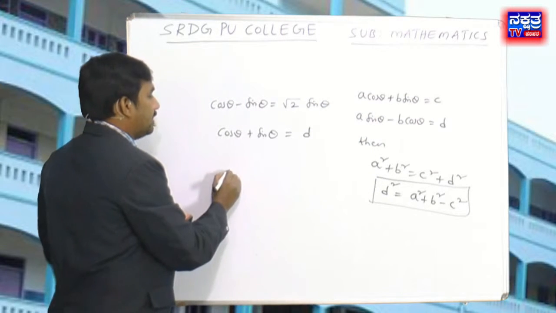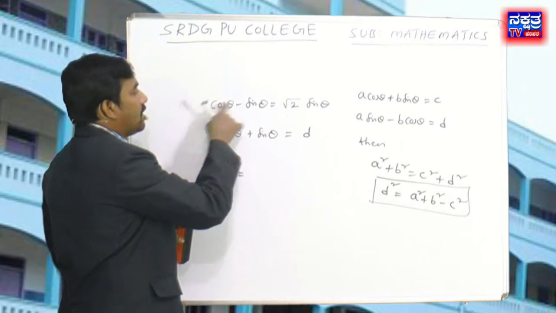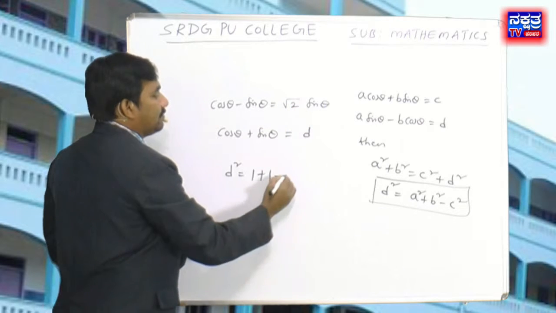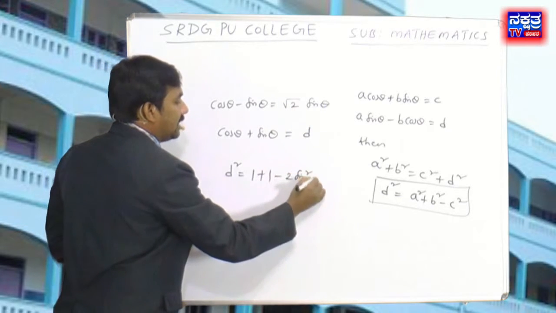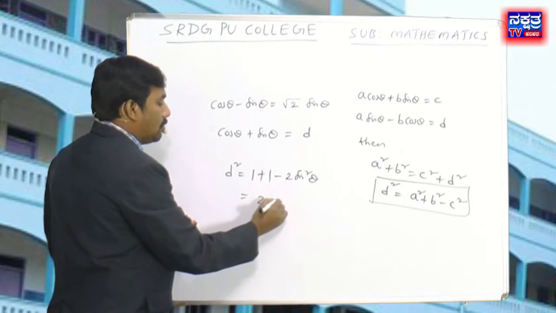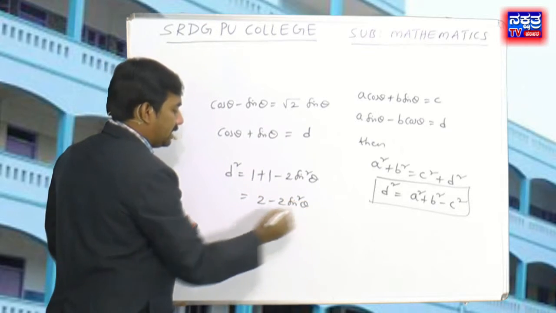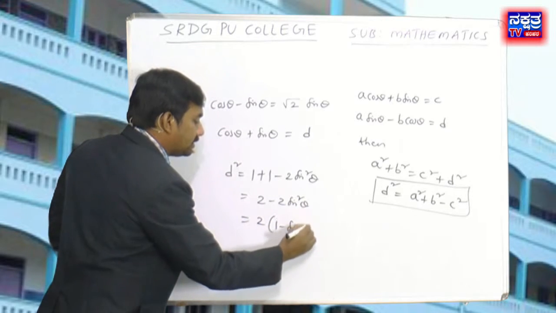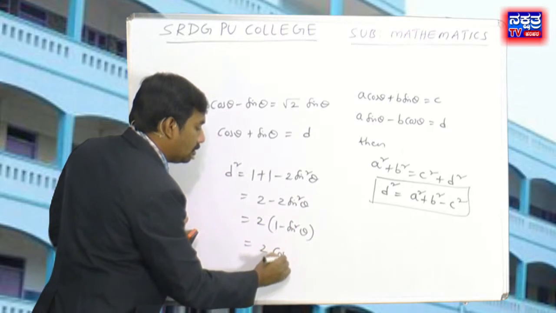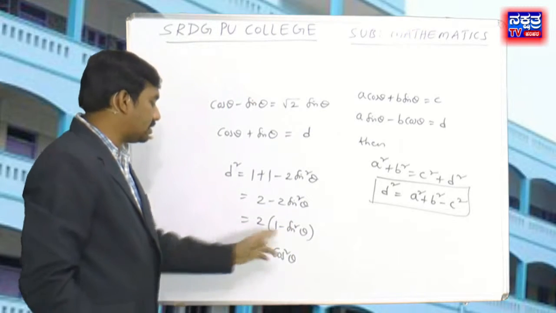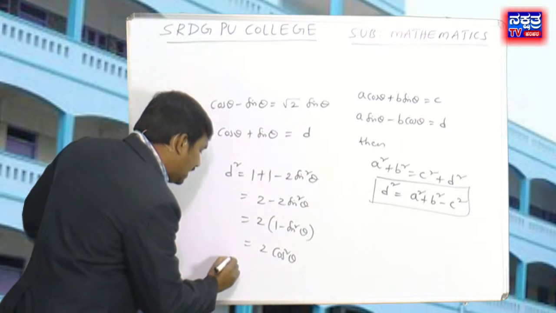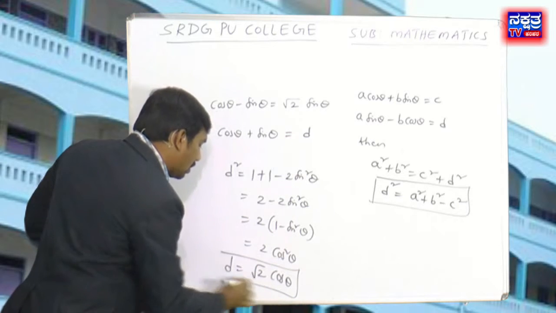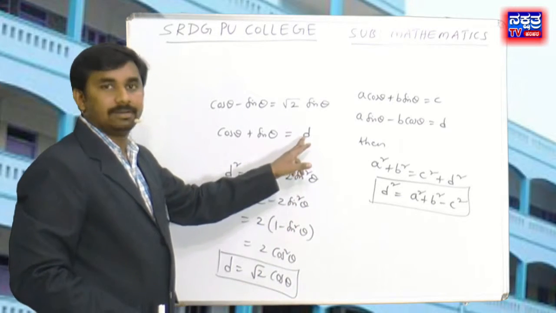Hence, if you take D square equal to A square plus B square minus C square, that is 1 plus 1 minus 2 sin square theta, that equals 2 minus 2 sin square theta, that equals 2 common, 1 minus sin square theta, that equals 2 cos square theta, since 1 minus sin square theta equals cos square theta. Then D equals root 2 cos theta.